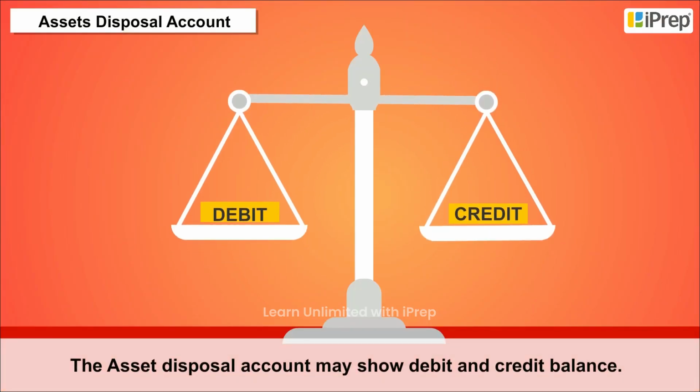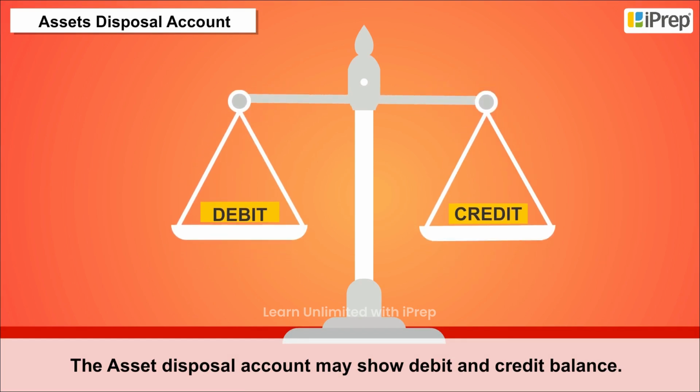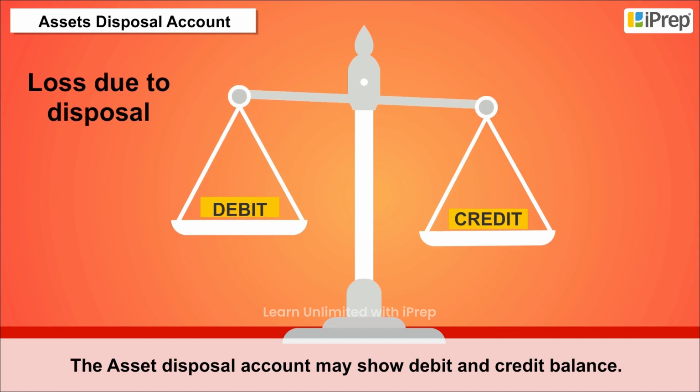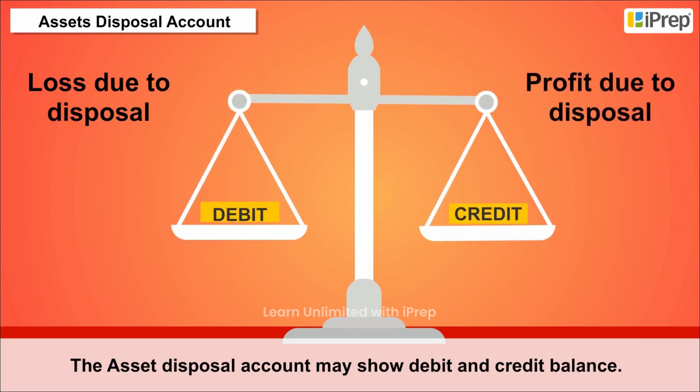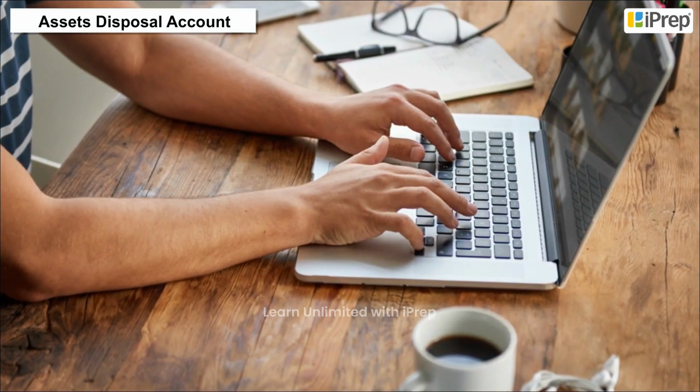The asset disposal account may show a debit or credit balance. The debit balance indicates a loss due to disposal, whereas a credit balance indicates a profit due to disposal. The entries would be done as follows.